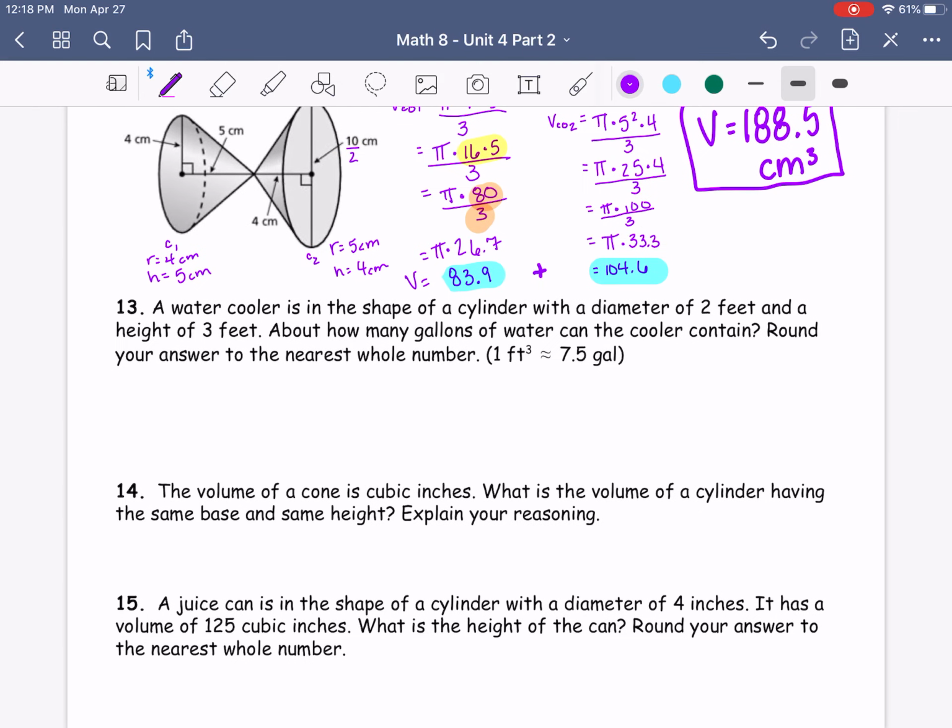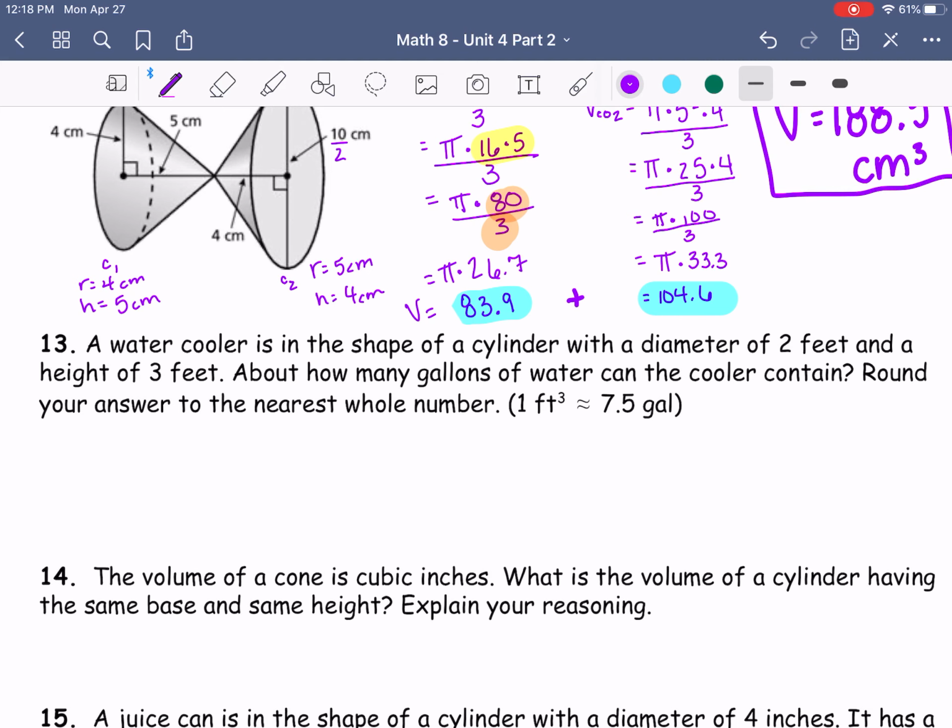Okay, number 13. A water cooler is in the shape of a cylinder, and it's got a diameter of 2 feet and a height of 3 feet. About how many gallons of water can the cooler contain? Round your answer to the nearest whole number. And this is telling me that 1 cubic foot of water is equal to 7.5 gallons. So 7.5 gallons is in 1 cubic foot of water.